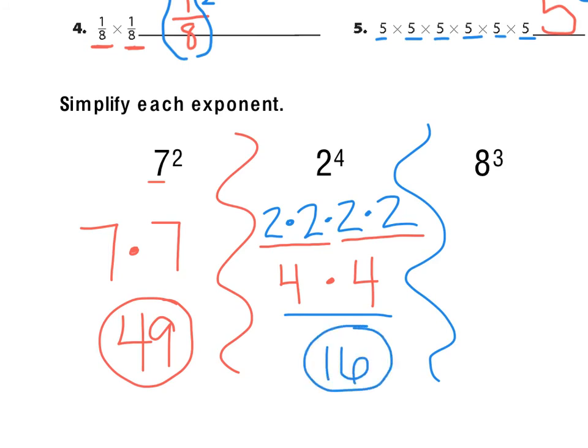So be careful. 2 to the 4th power is not 8. Remember, this exponent is the power of. We're not treating it like regular numbers. So this would be 16. 2 to the 4th power is 16.